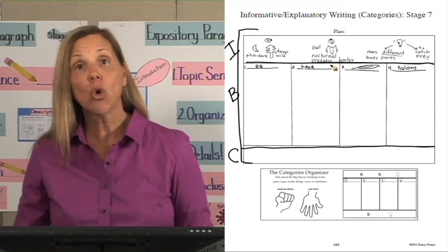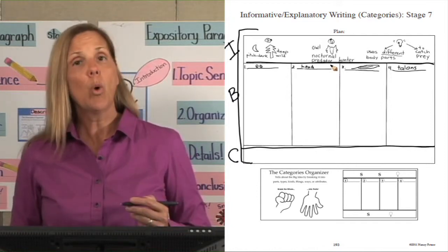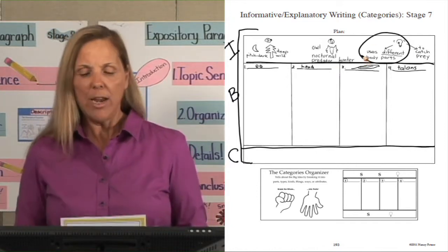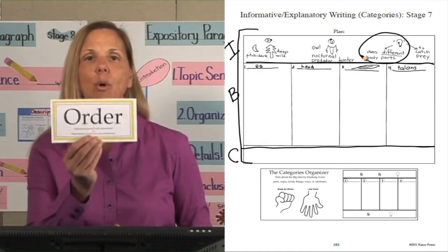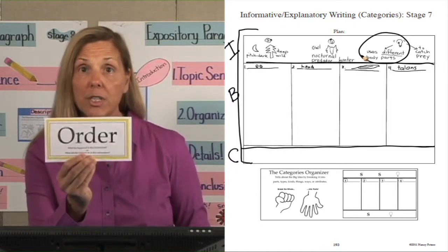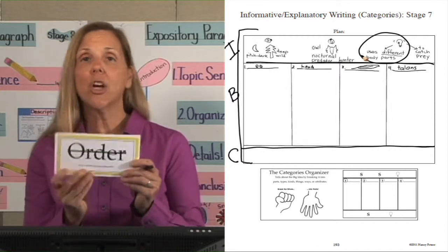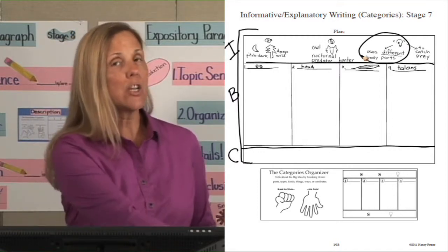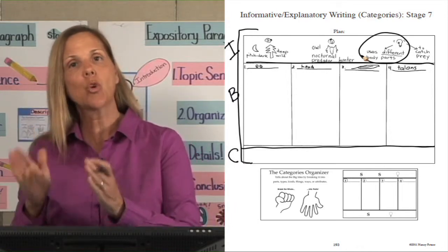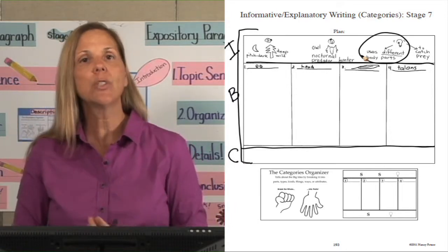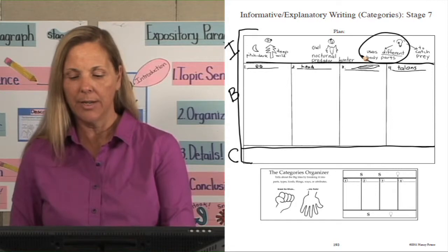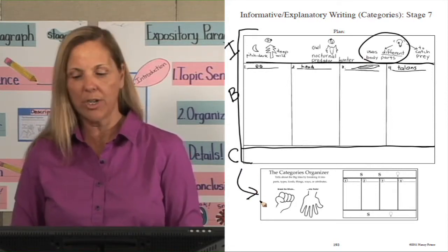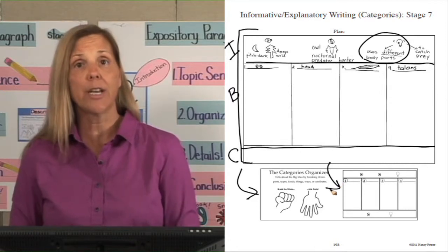How are we going to organize these details? So what is our topic sentence talking about? Different body parts. If I'm telling you about body parts, do I have to put those in a certain order to tell you about the body parts? Or they don't have to be in order? Oh, they don't have to be in order. So if they don't have to be in order, that means that I can group them in categories using the Categories organizer. Down below, you'll see, here's the hand sign for the Categories organizer, and here's a sample organizer.